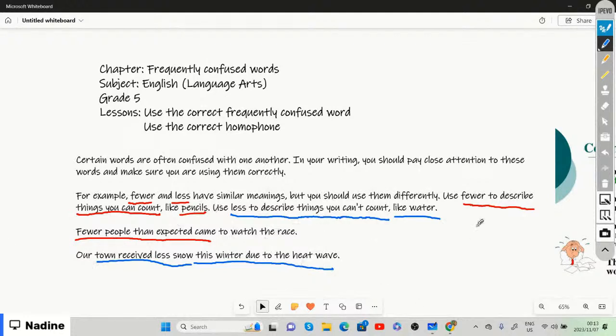So this is but a few examples. And like I say, certain words are often confused with one another, mainly because either the meanings are similar, or sometimes the spellings are kind of similar, or sometimes the wording is just slightly different, right? But whenever you write, you need to pay close attention to these specific words, and make sure that you use them correctly.